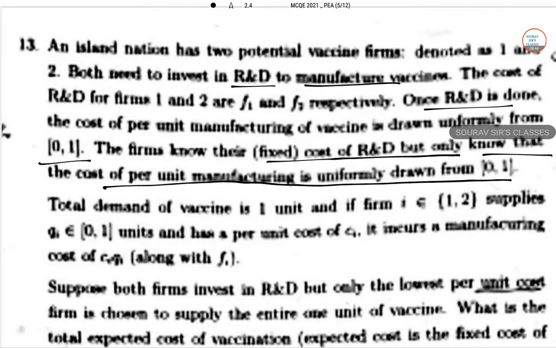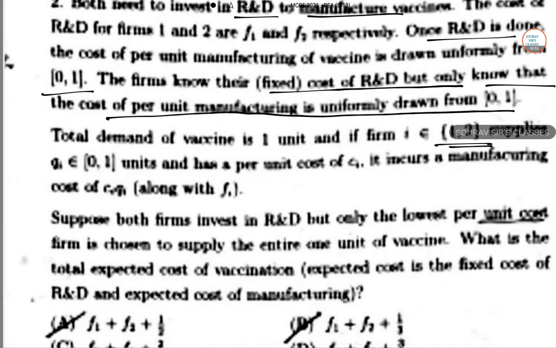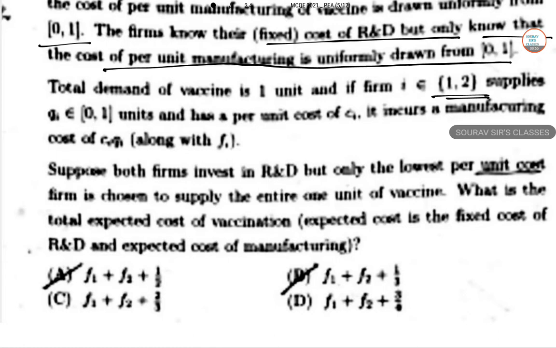Now the demand for vaccine is 1, and farms 1 and 2 supply quantities q1 and q2, and incur the manufacturing cost. Suppose both the farms invest in R&D, so we need to find what will be the expected cost of the vaccination. That should be our main target to find out. Pretty nice. So let's see how we can do that. In this kind of question, our main target is to get the inner meaning. It's about a vaccine, so very much associated with our present situation.